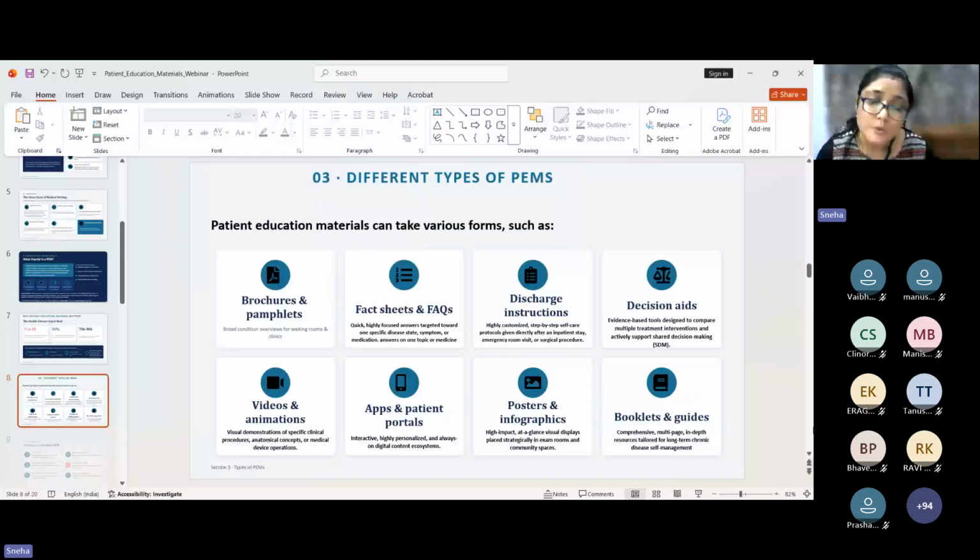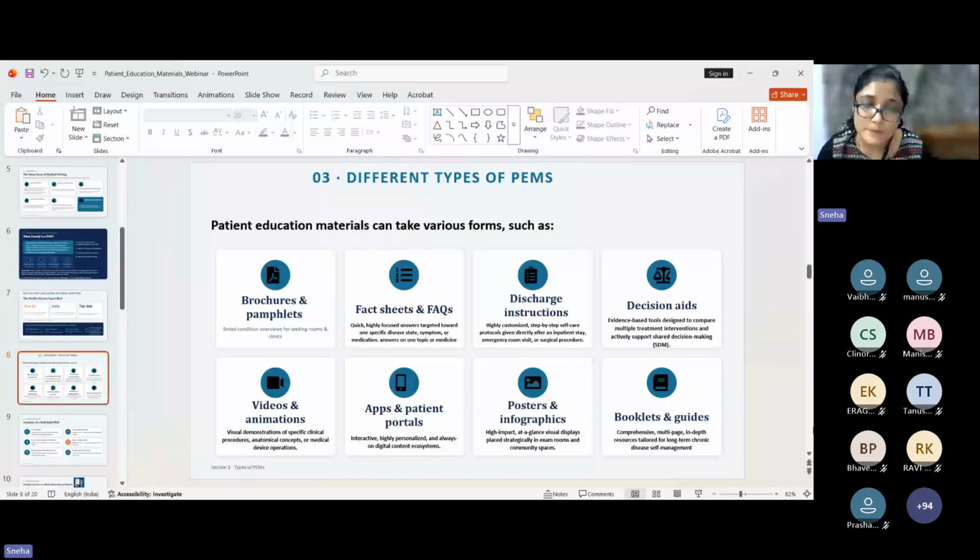Now we come to the different types of PEMs, or the different types of patient education materials. The patient education materials can take various forms, such as brochures and pamphlets. They are broad condition overviews. Then fact sheets and FAQs. They're quick, highly focused answers targeted towards one specific disease state, symptom, or medication. Then discharge instructions.